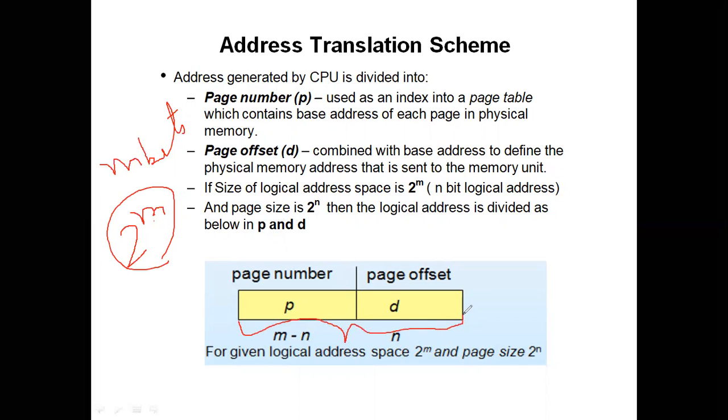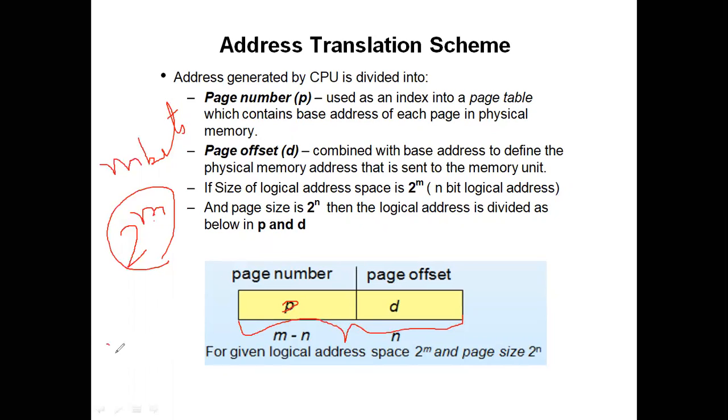these m bits of the logical address are divided into two parts. The first part is called the page number and the second part is called the offset. The page number is used to index into the page table, and the offset is used to give the distance from the base address of the frame to get the exact location of the instruction or page of the program. So how do we decide what will be P and what will be D?